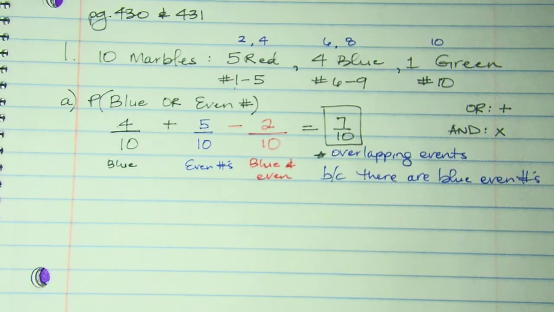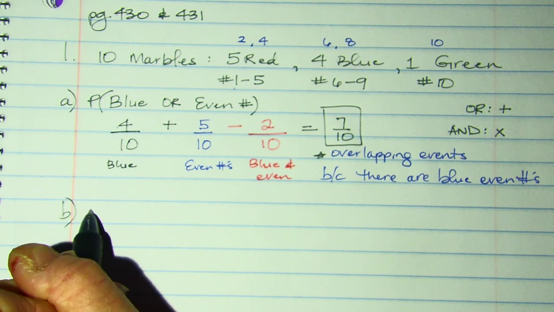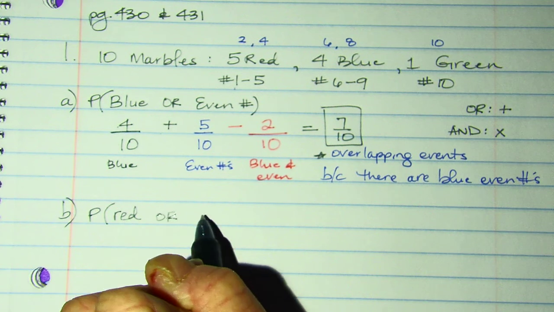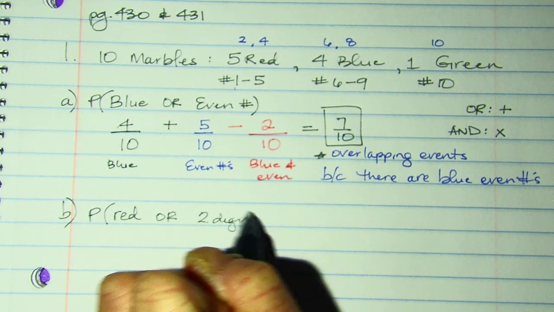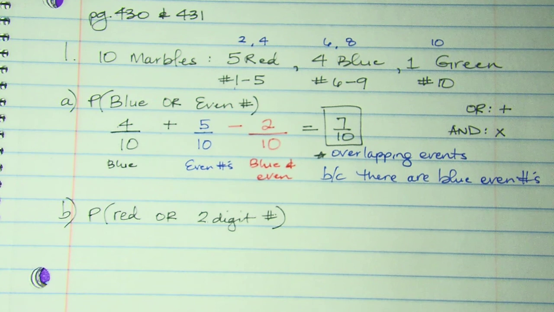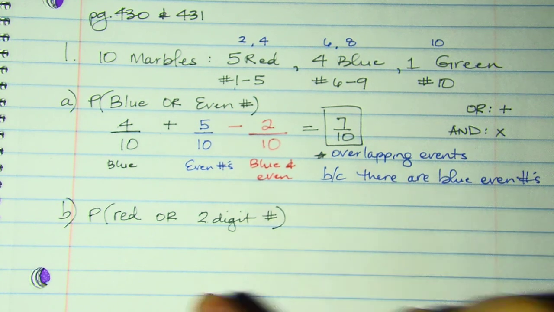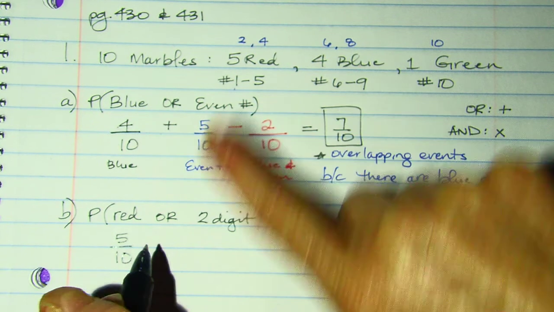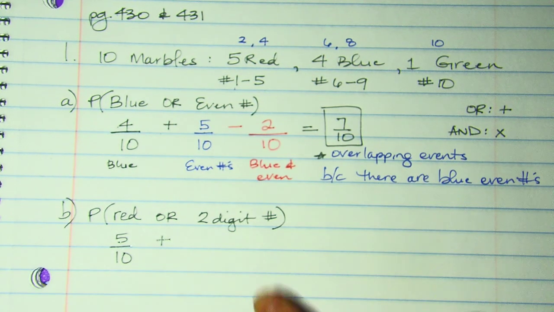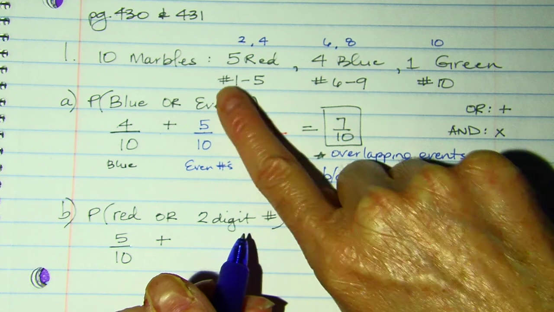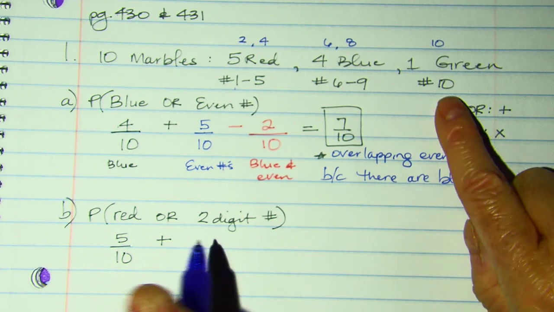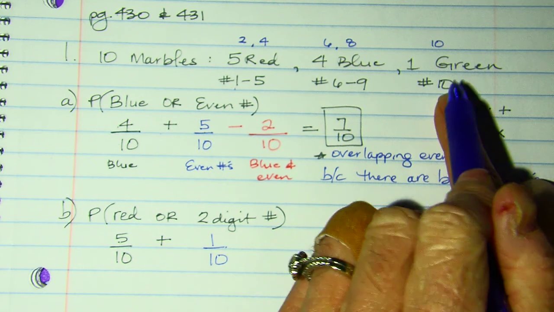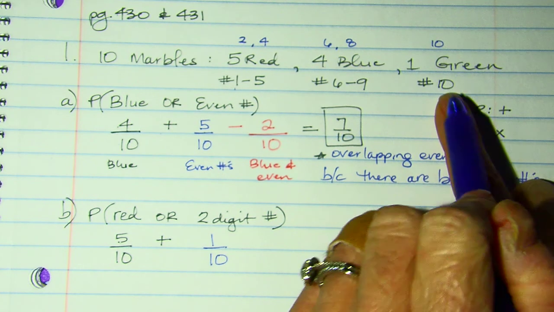Okay? Now, let's say I asked you, what is the probability that I get a red marble or a 2-digit number? Okay, so same marbles. So how many red? There are 5 red out of 10 total marbles. Or means I'm adding. How many 2-digit numbers do I have? Well, from the numbers 1 through 10, only one of them has 2 digits. Now, are there any 2-digit? This 2-digit number is green. So there are no overlapping events.